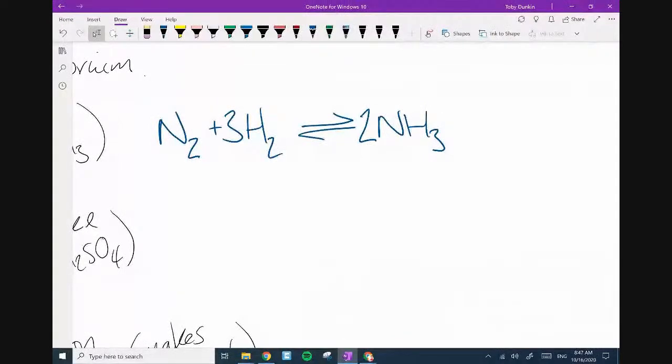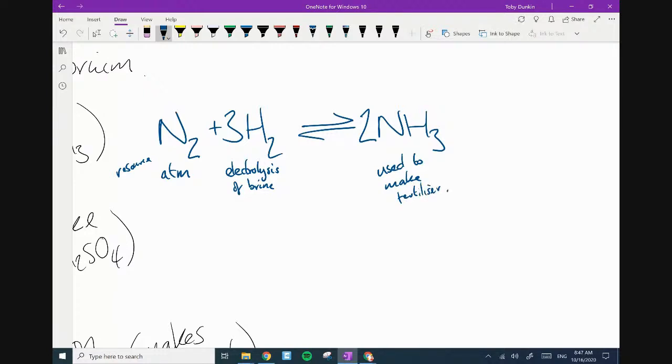We take nitrogen from the atmosphere. The resource, where these things come from. So this is the resource. The resource is the atmosphere for nitrogen. This one is the electrolysis of brine. And ammonia is used to make fertilizer or explosives.